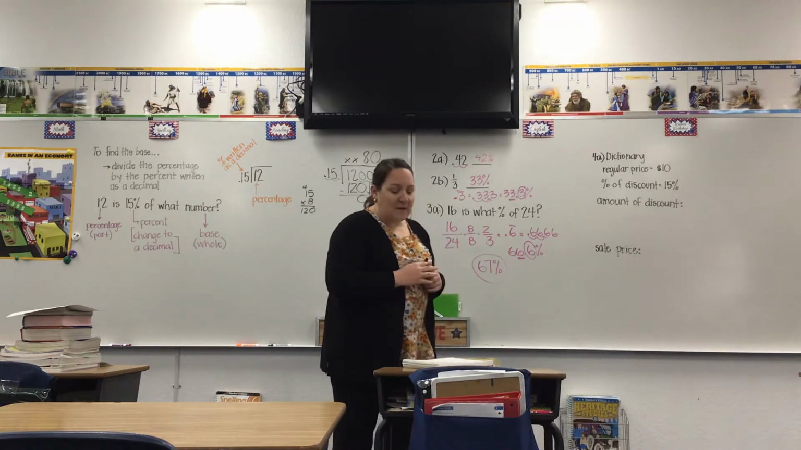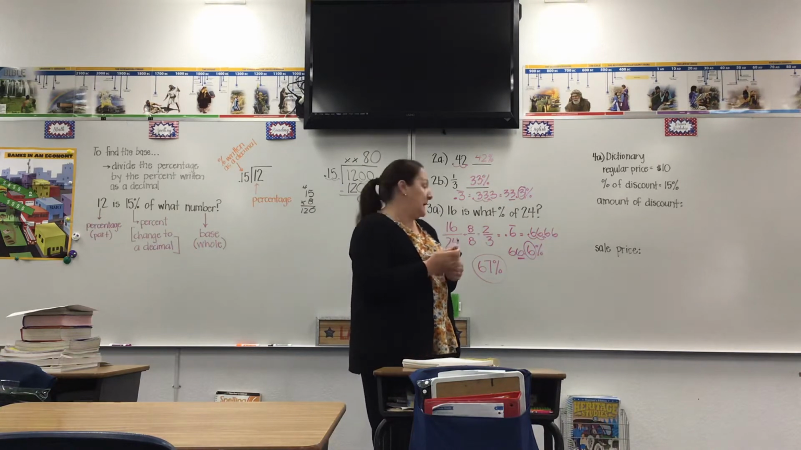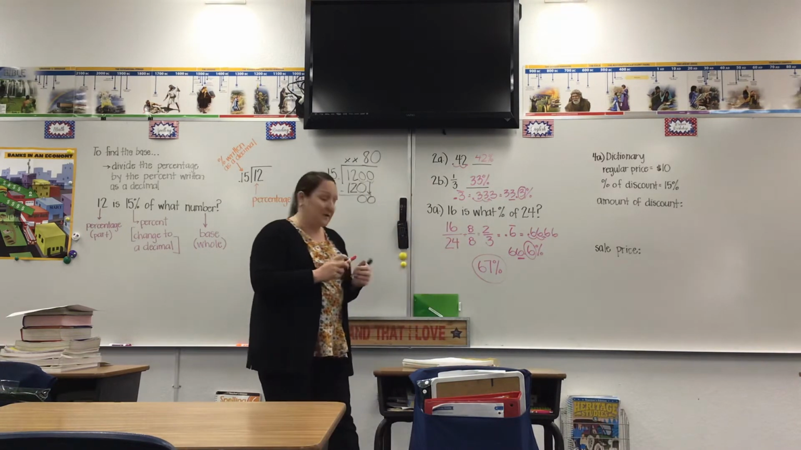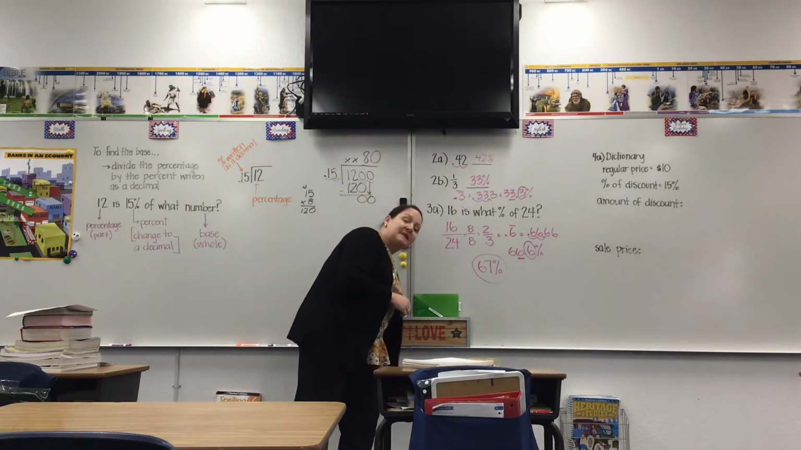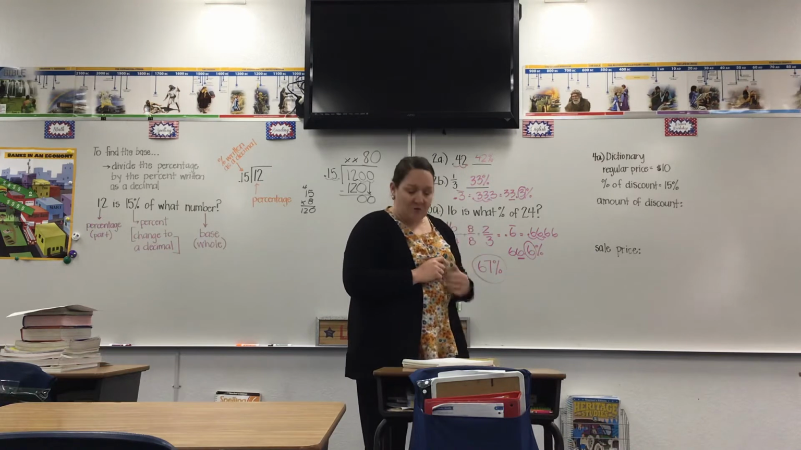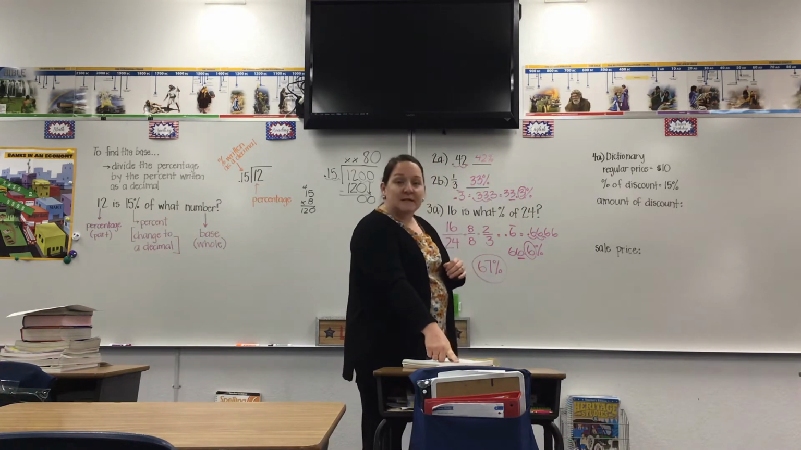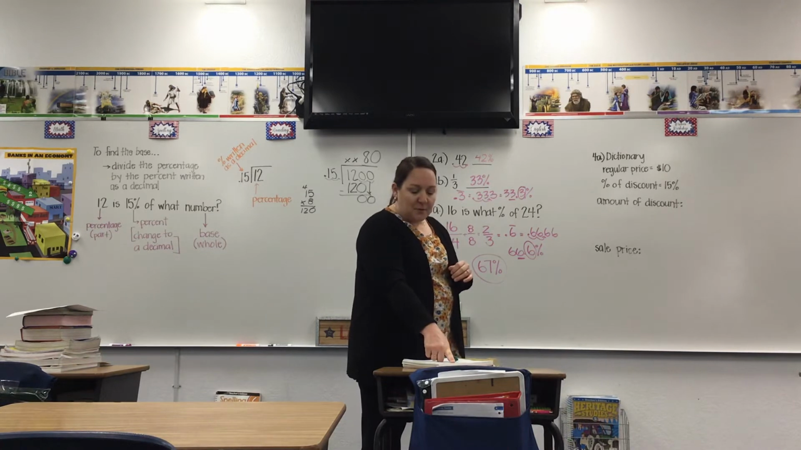Okay, so now we're going to move on to number 4, and you see a chart. And sometimes when we see charts, we kind of clam up a little bit, right? Well, don't be afraid of seeing that chart. Let's see here. It says, complete the chart. Okay, we have a dictionary on A. The regular price is $10. The percent of discount is 15%. And we need to find the amount of discount.